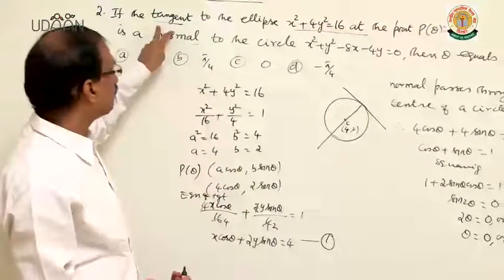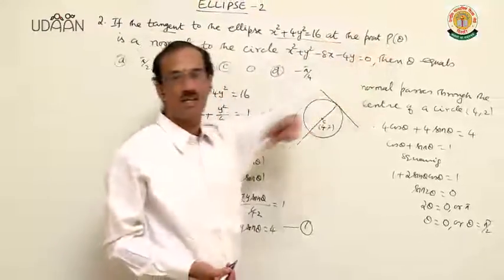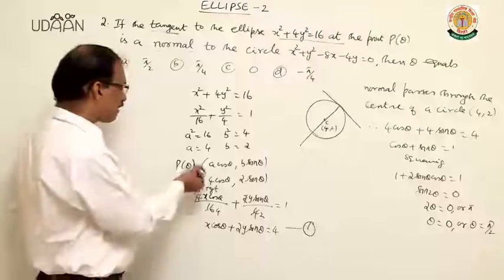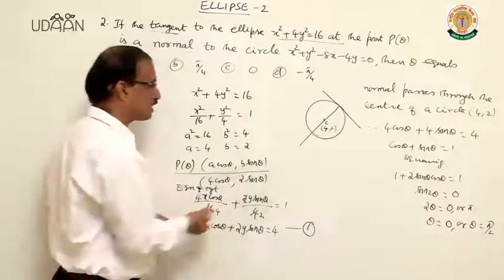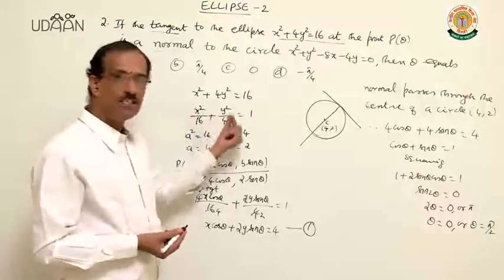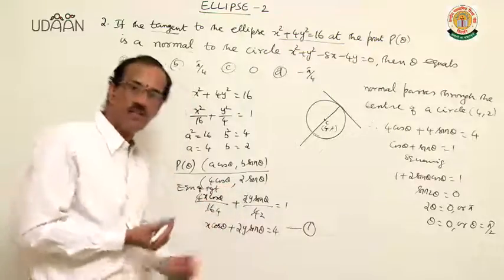So now look once again at what we have done. We have found the tangent equation to the ellipse at the point P of theta. P of theta means it is in the parametric form, so any parametric form is in the form of a cos theta, b sin theta. Now what is a in your question? What is b in your question? That you replaced, then you got the equation of the tangent.